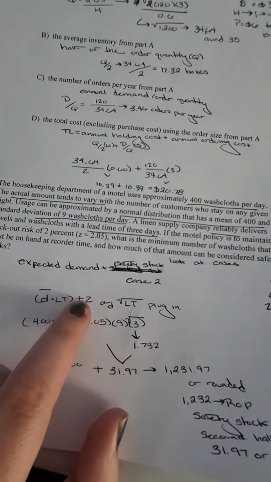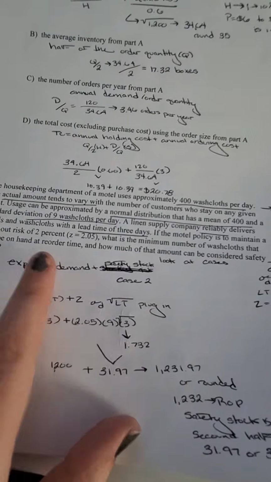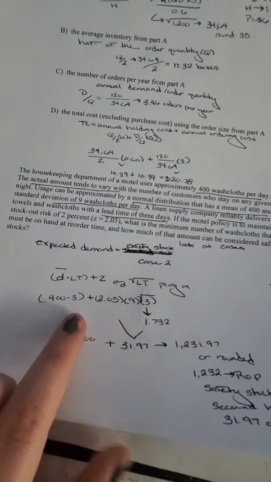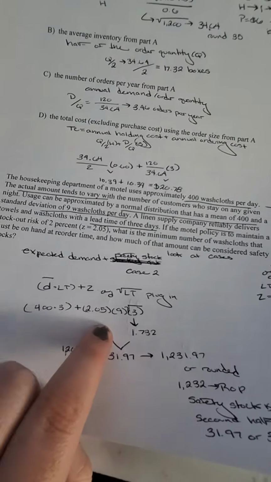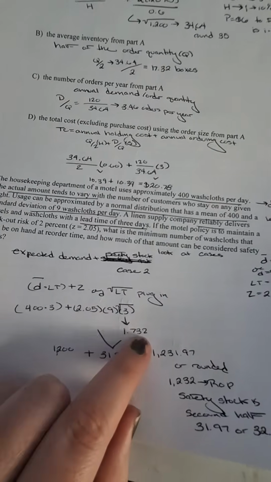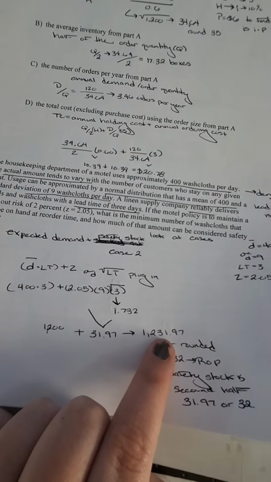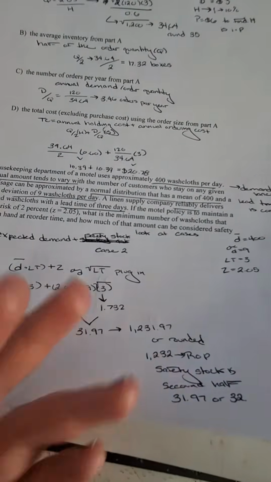Now you see this little plus sign? It's the same thing. So this is expected demand. This is safety stock, and that's going to come in a second. So we can go ahead and just plug everything in, 400 times 3 plus 2.05 times 9 times the square root of 3. And when we plug everything in, it's going to give us 1,231.97, or we can round it. That's going to be our reorder point.